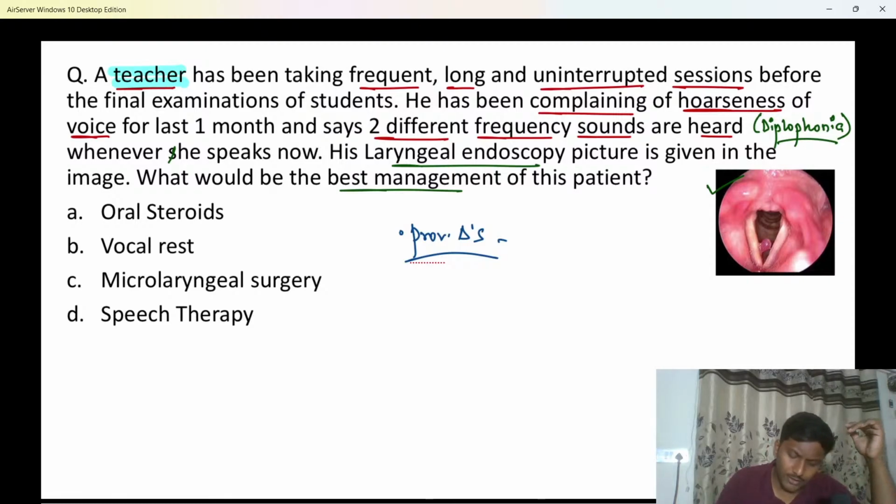Complaining of hoarseness of voice. Hoarseness of voice is a common complaint again for both the conditions. Okay, but two different frequency sounds, that means definitely diplophonia. We know diplophonia is pointing more towards the diagnosis of vocal polyp, right?